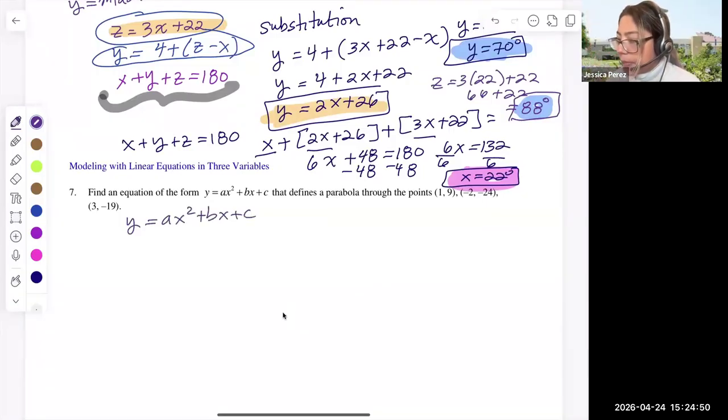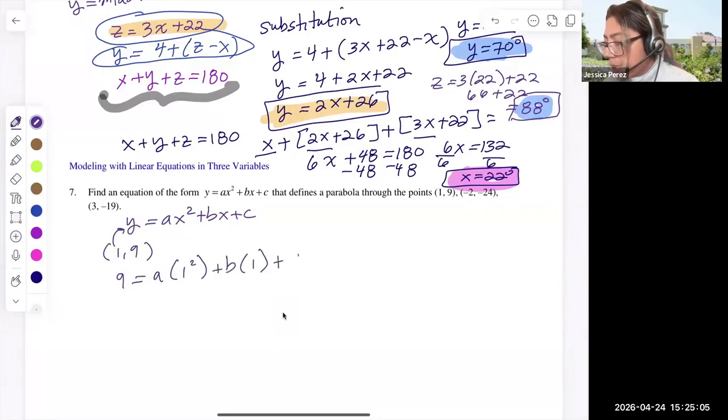So what we need to do is substitute the first one, 1 and 9, in terms of x and y. So y is 9, equal to a times 1 squared plus b times x, which is 1, plus c. So this becomes a plus b plus c equals 9. That's going to be my first equation.